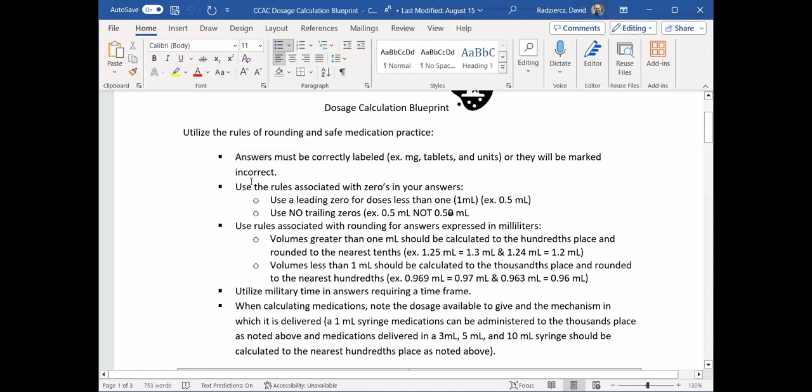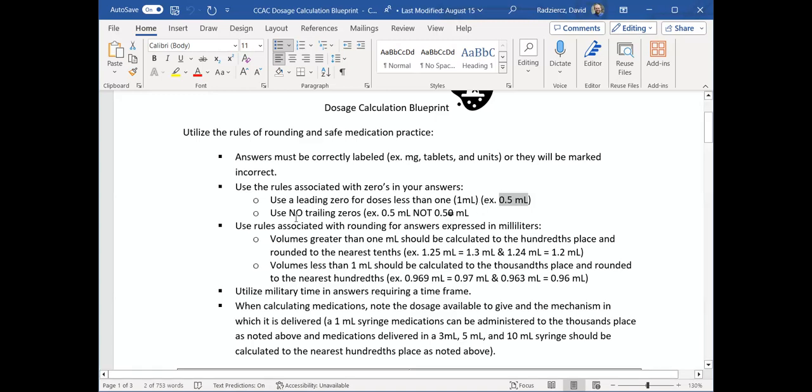Zeros. The rules associated with zeros in your answers are as follows. You would only use a leading 0 for doses less than 1. So let's say you had an answer of 0.5 milliliters. The correct way to write that would be 0.5 milliliters. If your answer was 1 milliliter, it would be incorrect to write 0.1 milliliters. Okay. I know sometimes, at least when I say that, it just sounds bizarre to me, but I've seen students write 0.50 milligrams as an answer, and you're like, you don't need that leading 0.